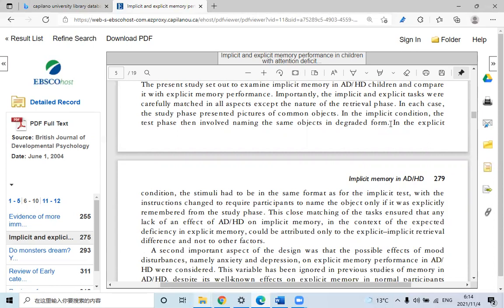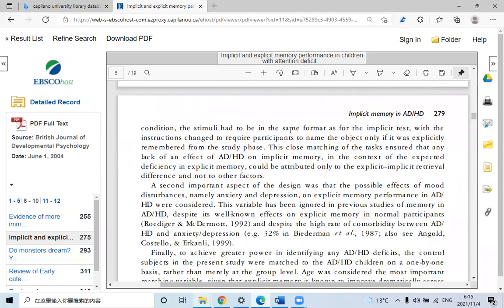Now, the procedure has two phases, the study phase and the recall phase, or the retrieval phase, or the testing phase. You ask people to look at some images and then ask them to recognize it. You test their memory. So how do you test implicit memory versus explicit memory? In the explicit condition, the stimuli had to be the same format as for the implicit test. That means that in the explicit test and implicit test, you use the same pictures. They use the same pictures for implicit and explicit test, but they differed in the instructions.